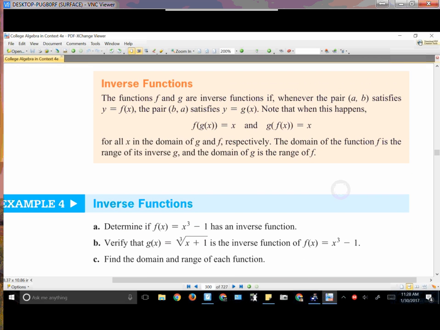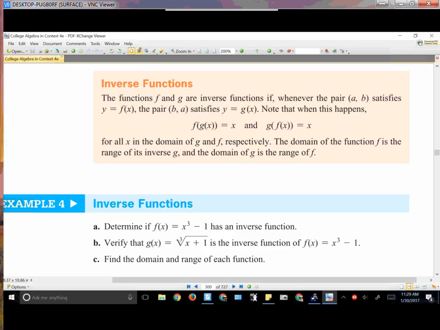Now, inverse functions. We talked about that a little bit at the beginning, where f of g of x is equal to x, and g of f of x is equal to x. Now, for it to have an inverse, it must be able to be 1 to 1. So, if I take a look at A here, is x to the 3rd minus 1, does it have an inverse function? And the answer would be yes. It is 1 to 1. I put one thing in, and I get one thing out.